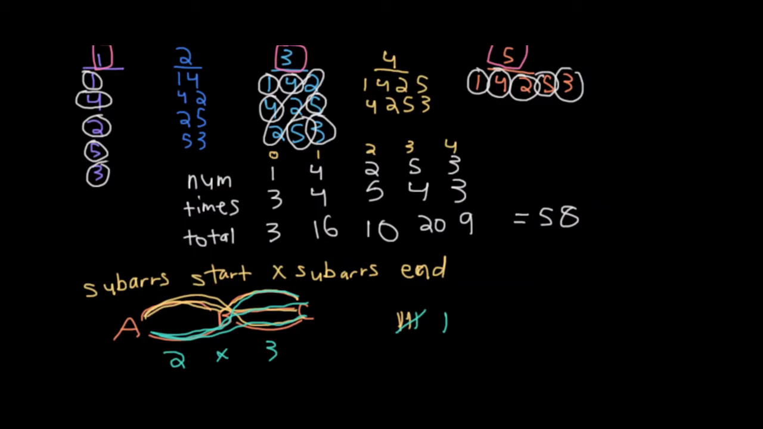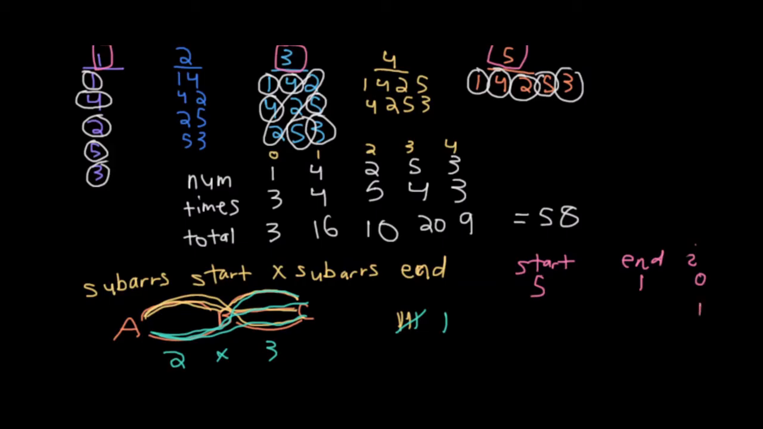So for index 0, how many subarrays start with index 0? There are 5. There's the one of just the number itself, 0. I could go 0, 1; 0, 1, 2; 0, 1, 2, 3; and 0, 1, 2, 3, 4. So there's 5. And how many end at index 0? There's just 1, the subarray of just itself.